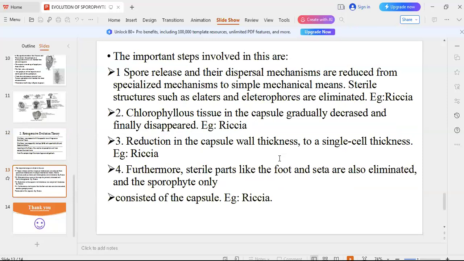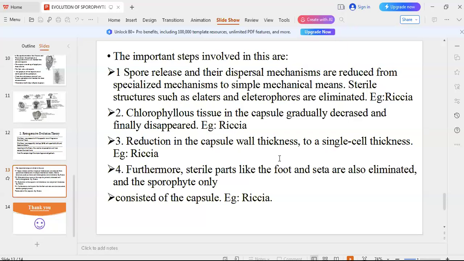So what does the retrogressive theory explain? Spore release and their dispersal mechanism. I told you that in the sporophytic structure of Polytrichum, Funaria and Anthoceros, there are elaters, elaterophore and pseudo-elaters, and peristomial teeth, operculum. These are all special structures we observed in the capsule structure, and they help in spore releasing. That's why the spore release and dispersal mechanisms are reduced from specialized mechanisms to simple mechanical means, and sterile structures such as elaters, elaterophores are eliminated.